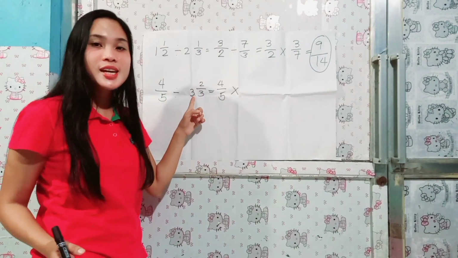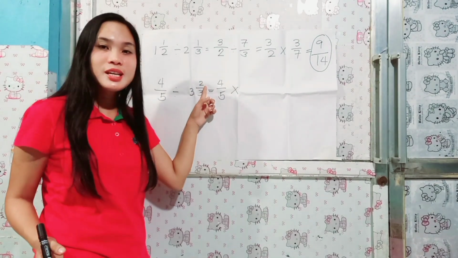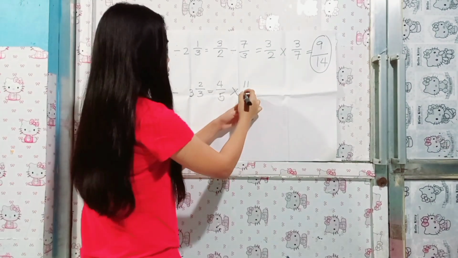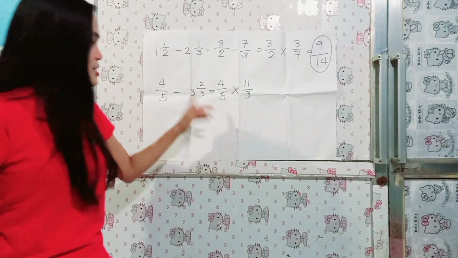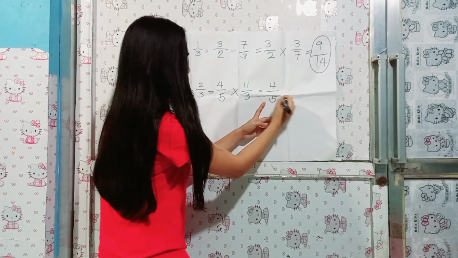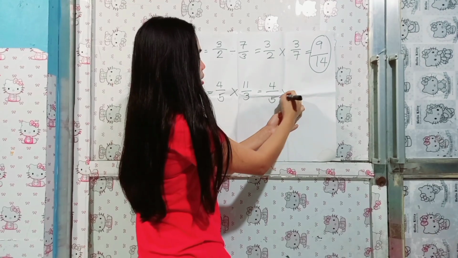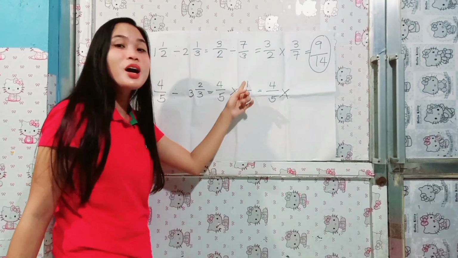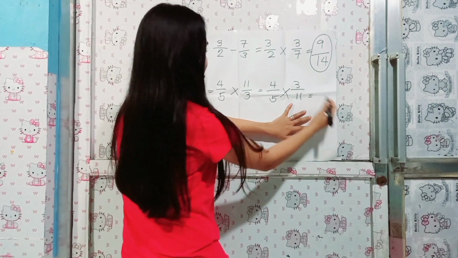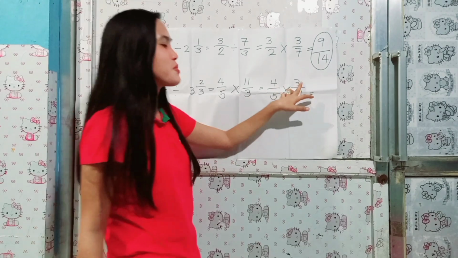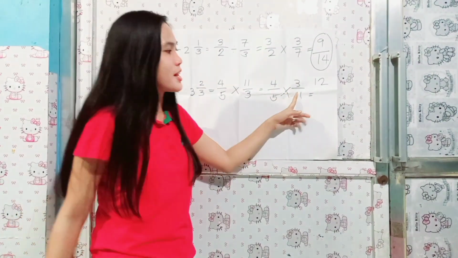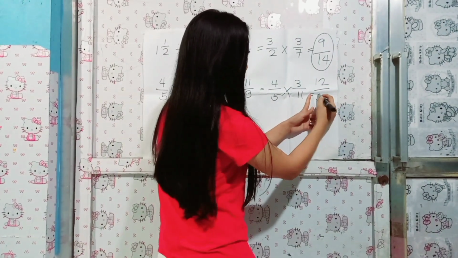3 times 3 is 9. 9 plus 2 is 11. So, 11, copy the denominator 3. Okay? So, let's continue. Copy 4/5. Copy the multiplication sign. And then the reciprocal of 11 over 3 is 3 over 11. So, we can now solve. 4 times 3 is 12. 5 times 11 is 55.